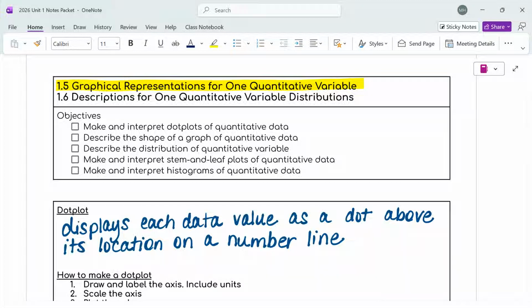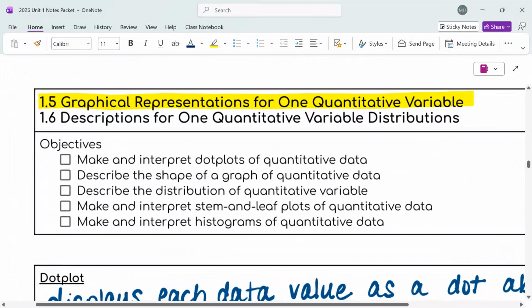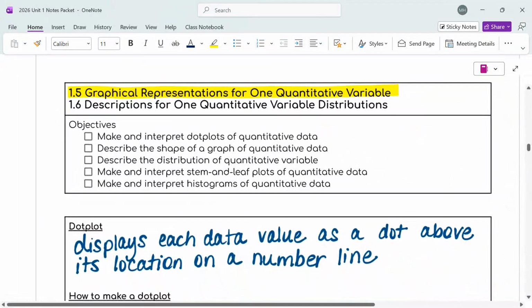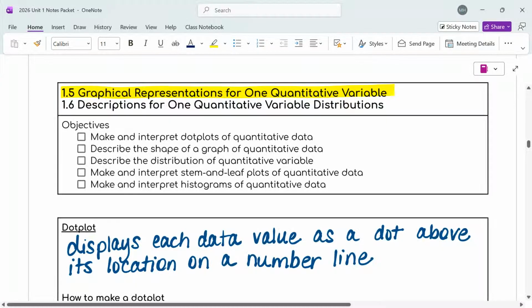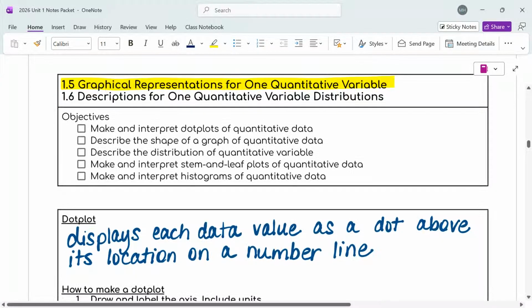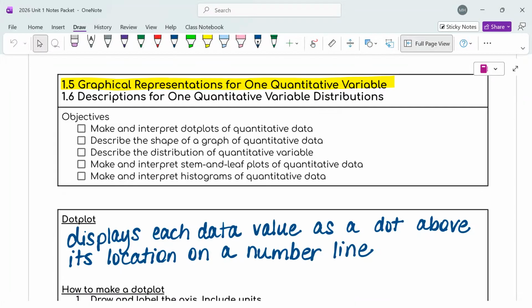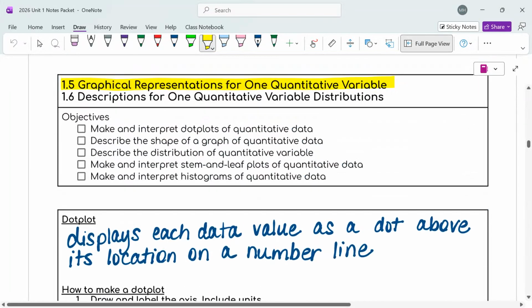Today we are going to be covering the 1.5 section of your 1.5, 1.6 notes. So we will be working on the graphical representations of quantitative variables. That means that we are going to learn how to create and interpret dot plots. We won't be describing shapes just yet, but we will make and interpret stem and leaf plots. And we will make and interpret histograms. And all of this is how to represent our quantitative variables.